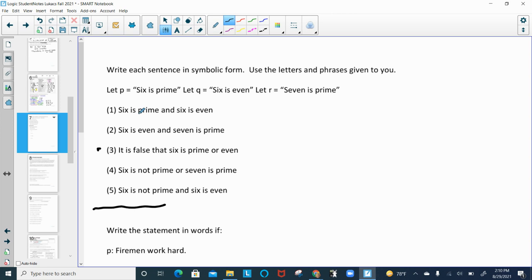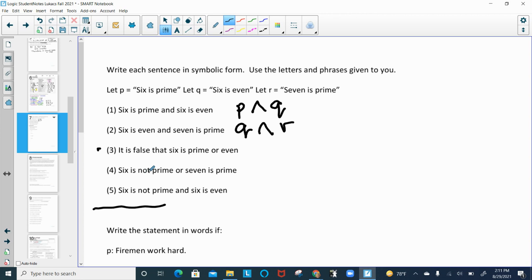So if "6 is prime," that's the letter P, and "6 is even," that's Q. Number 2, "6 is even." Well, we just did that. That's Q. And "7 is prime." That's R. I'm going to come back to number 3. Let's go to number 4 for a minute.